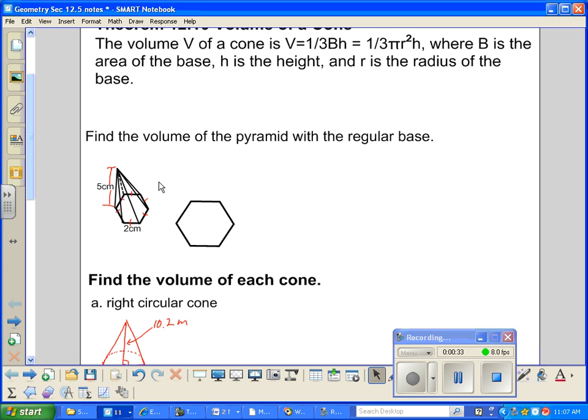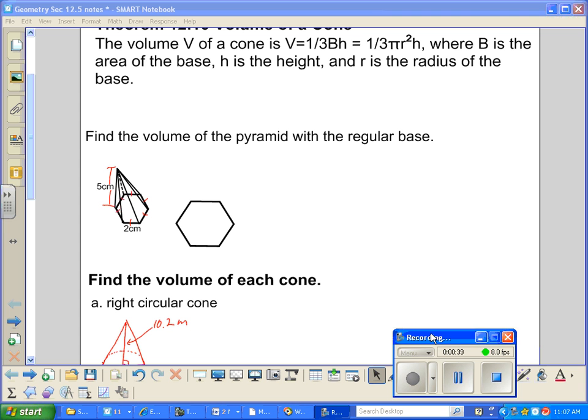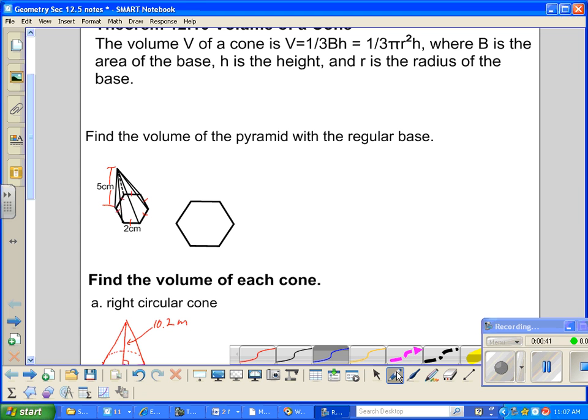And thankfully, it's a hexagon, which makes it really easy. All right, so first thing we got to do is find the apothem, which remember the apothem is that line that goes from the center straight to the middle of the opposite side. And so since each side of this pyramid is 2 centimeters, that apothem is going to split that side into lengths of 1.